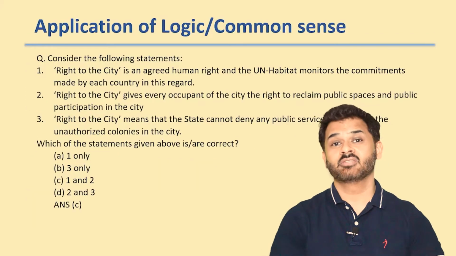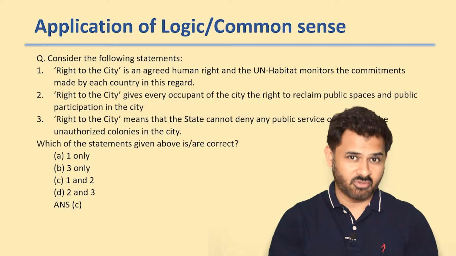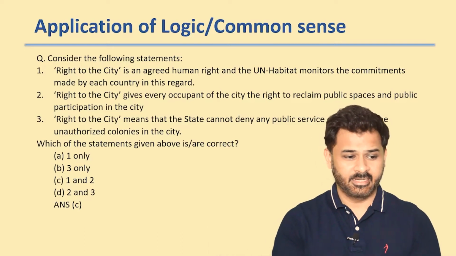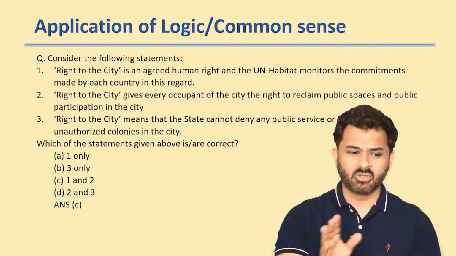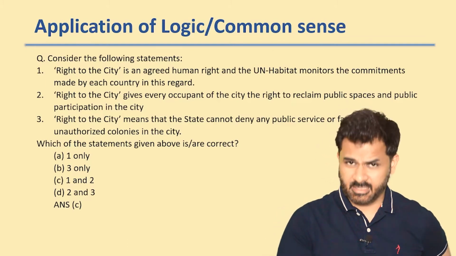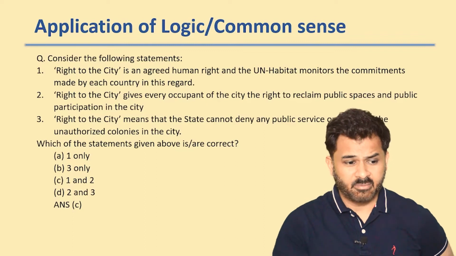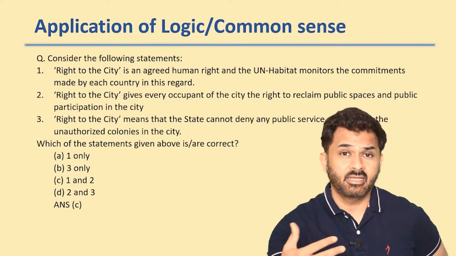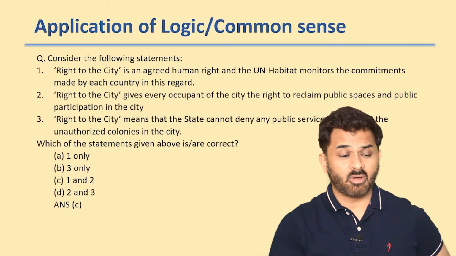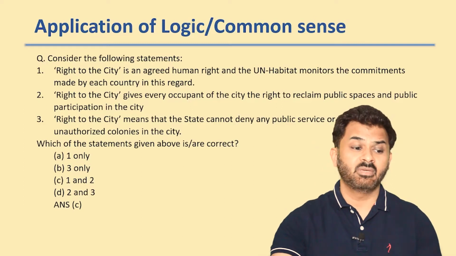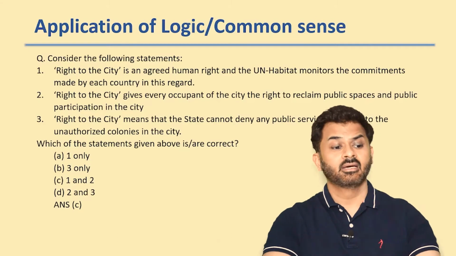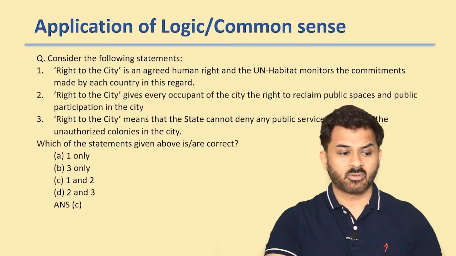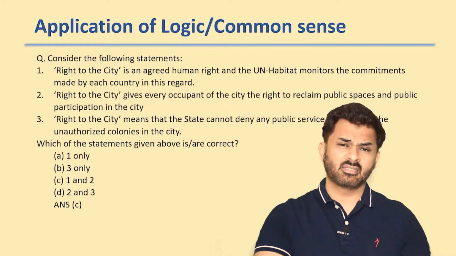Then for some questions we can apply our common sense or logic. Look at the statement here: right to the city. Now the first and second statements, if you go through them, would seem to be correct, right? The third statement is not correct. Now what is the basis of it being incorrect? You can easily reach it by applying your common sense or some logic. I'm just reading out the third statement here: right to the city means that the state cannot deny any public service or facility to the unauthorized colonies in the city.